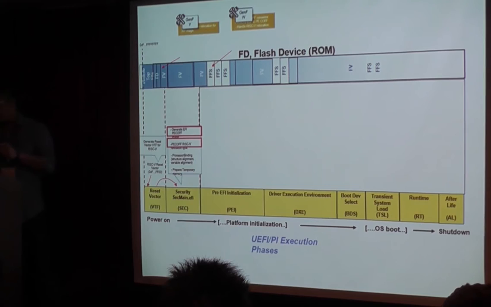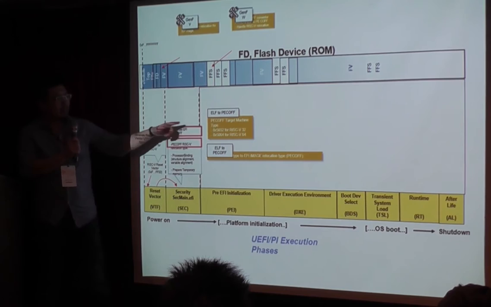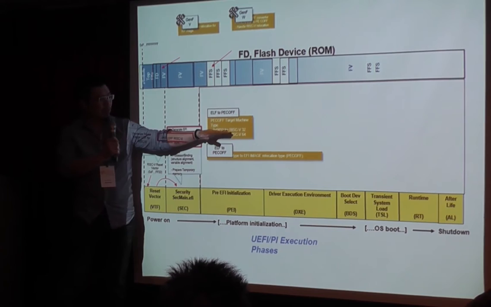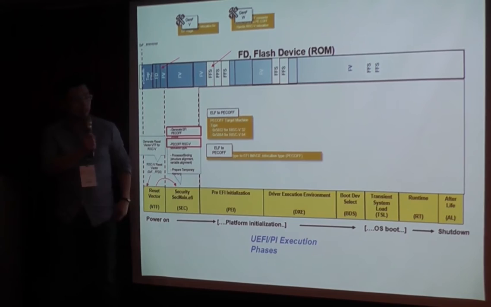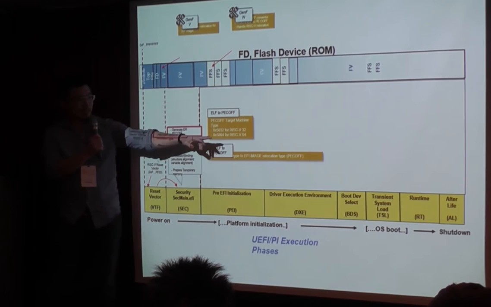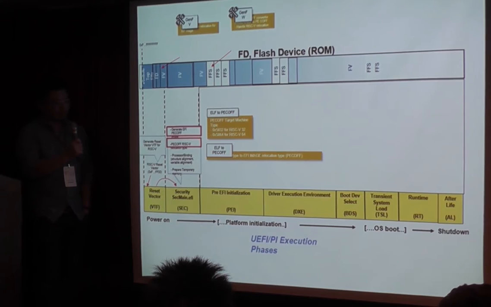So for the PE/COFF, we need a target machine type, just like x86 or ARM. So now we have 5032 for RISC-V 32-bit, and 5064 for 64-bit. Actually, we do have 5128 for the RISC-V 128-bit processor. And we have to define the relocation type in PE/COFF. Then we can do the relocation.